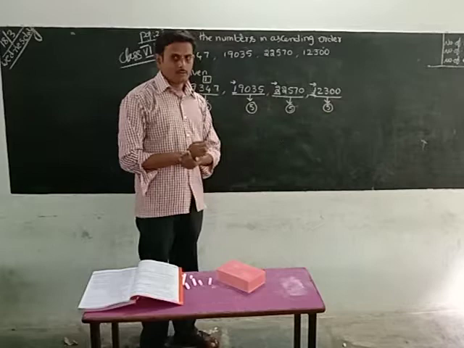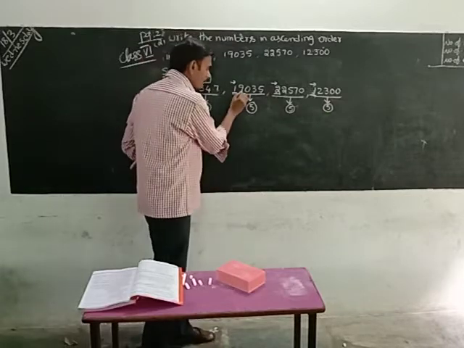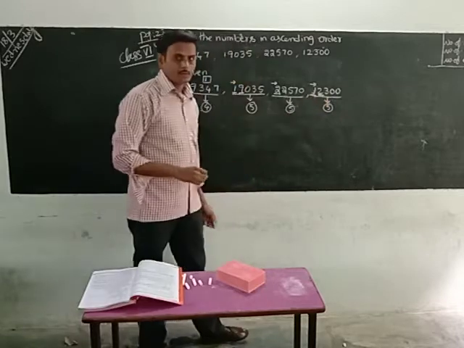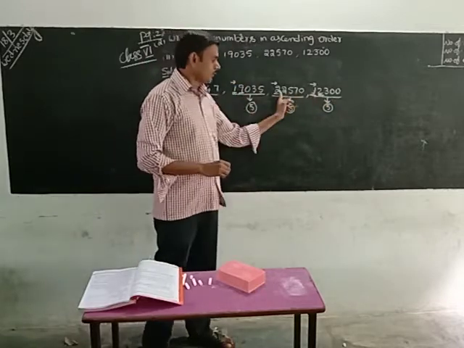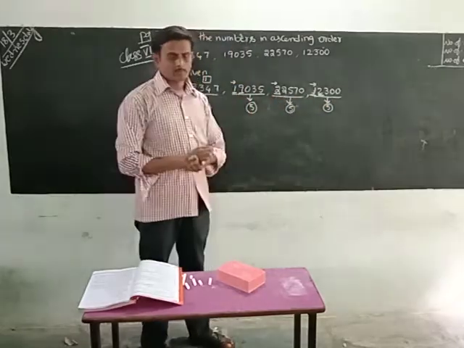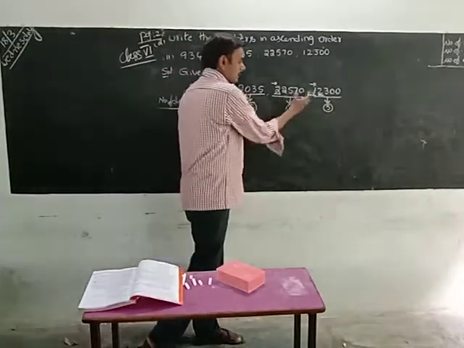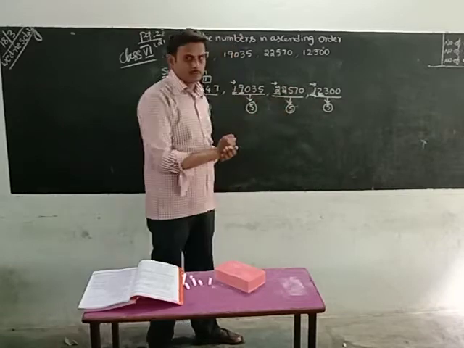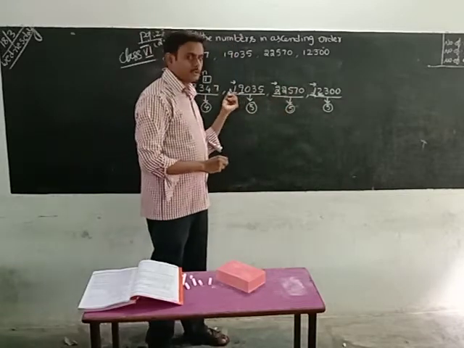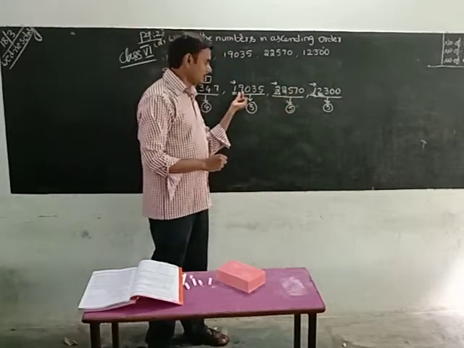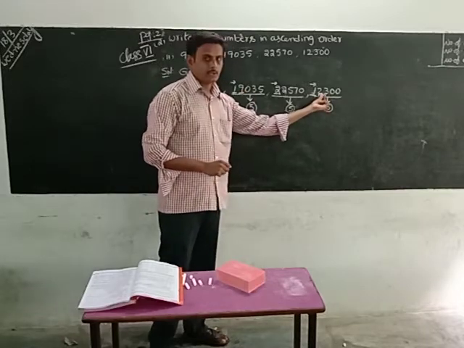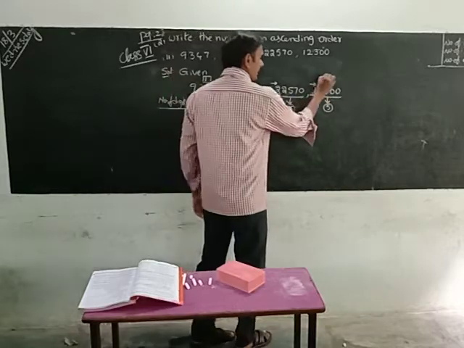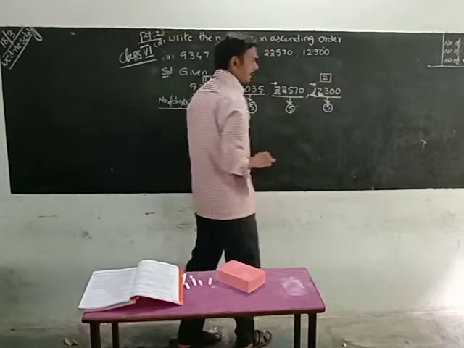Go for the next digit. What is the next digit here? 9. Here 2. That means 1 is the smaller one. So these two are smaller compared to this one. But I want to decide in these two also which is the smaller. Then we have to go for the next digit. Second digit is 9 here. Second digit is 2 here. 2, 9. Which is the smaller? 2 is smaller. Then it will be second place.